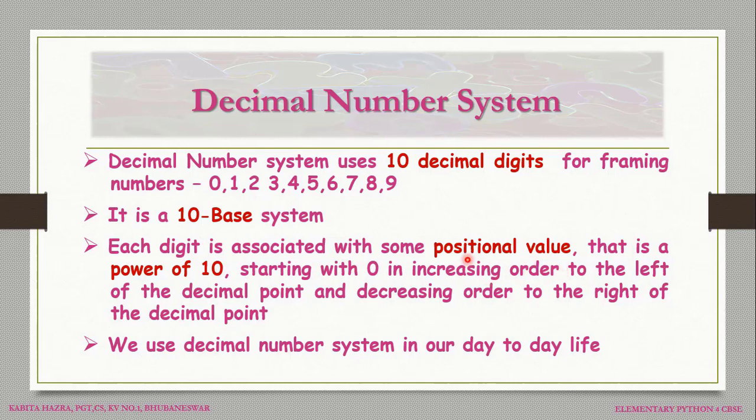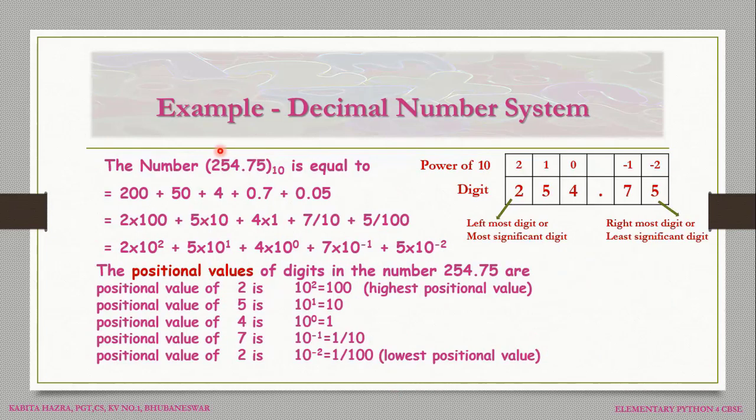That means the digit which is immediately left of the decimal point will have the positional value 10 power 0, and the one which is immediately right of the decimal point will have the positional value 10 power minus 1. Let us consider a number, say 254.75. The digit which is immediately left of the decimal point is 4. This will have the positional value of 10 power 0. The next digit 5 will have a positional value of 10 power 1. 2 will have a positional value of 10 power 2. The leftmost digit always has the highest positional value and is known as the most significant digit.